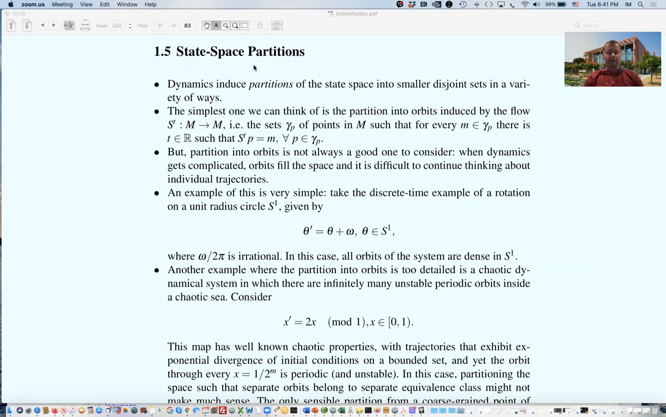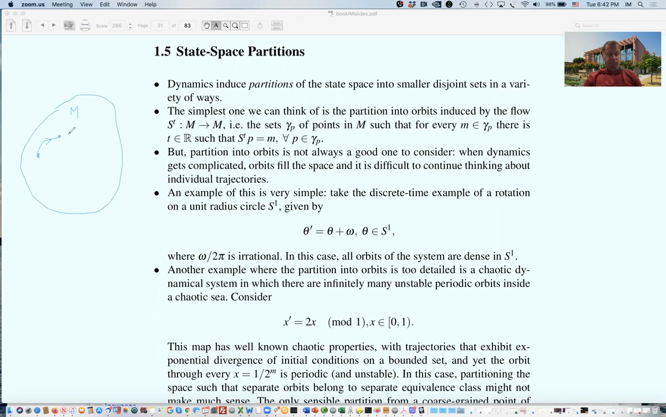The next notion of interest that we'll discuss is that of state space partitions. We start with a state space that we denote M. And then there is some induced dynamics on M. It could be by a trajectory of a continuous time vector field or a map T. But in any case, the dynamics itself creates subsets of M that might be of interest.